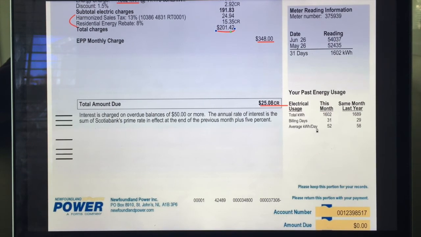And many of you have seen in our videos or charts where we're always talking about kilowatt hours per day, because that gives a good reflection of how efficient your house was. So for this month, there was 31 days compared to last year, same period, it was only 29. So when you take this number and divide it by the number of days in that billing period, you'll get your kilowatt hours per day. So this year we were 52, last year we were 58. So we're doing better than we were last year.